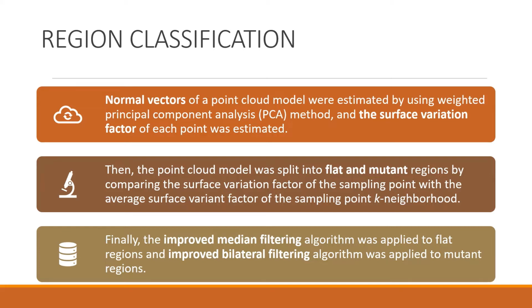After the data corruption, we do the region classification. This is to differentiate the denoising method that is suitable for a certain region. We use the normal vector. The region will be split into flat and mutant, and for the flat region we will use median filtering, and for the mutant region we will use bilateral filtering.